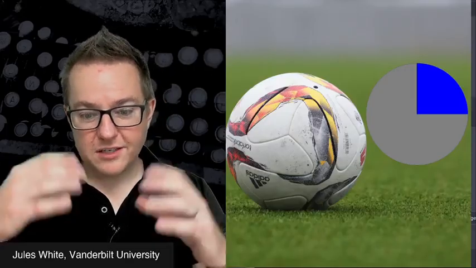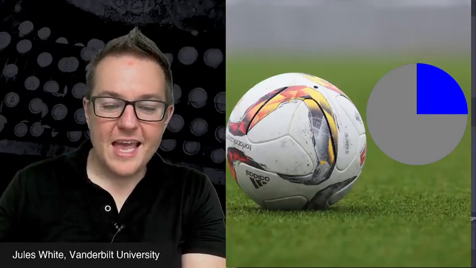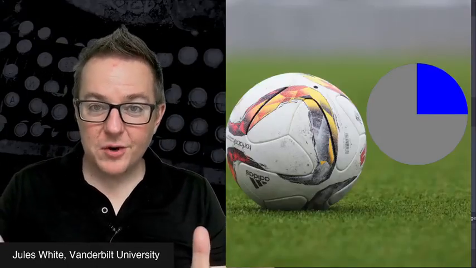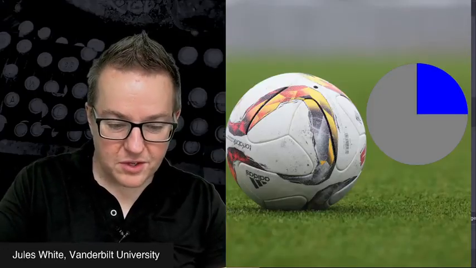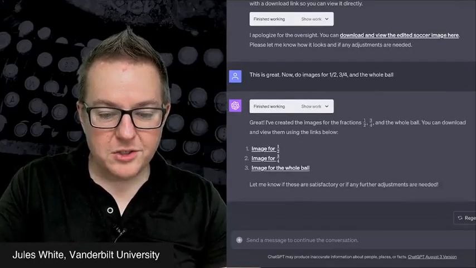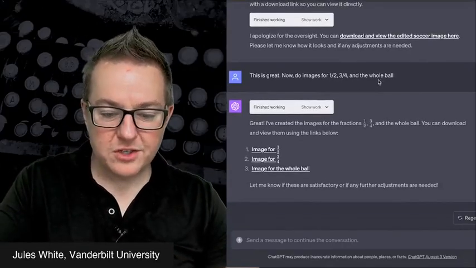Now we've got ourselves a soccer ball image. We've now got the pie chart. We've got the 1/4. And now we have a more exciting visual image. This is now in a PDF that I can go and print out and do something with, which is super helpful. But I also think, well, I want other examples. I want 1/2, 3/4, and the rest, and it goes and generates those.